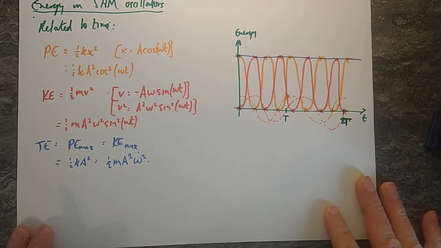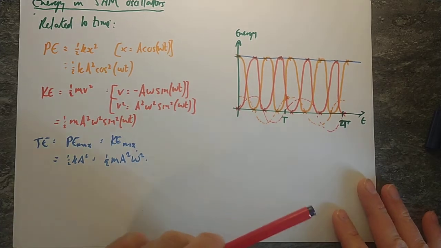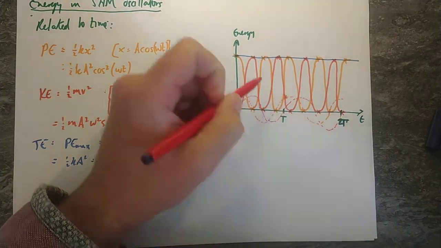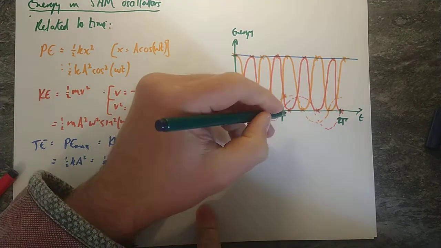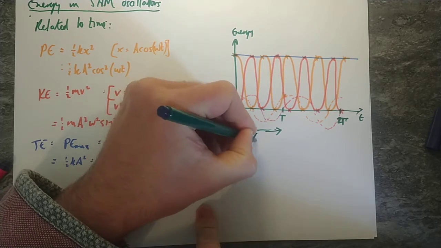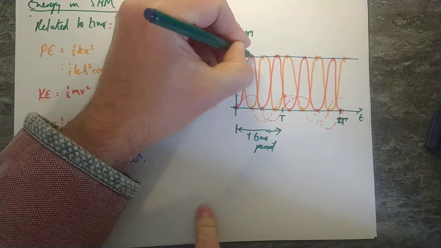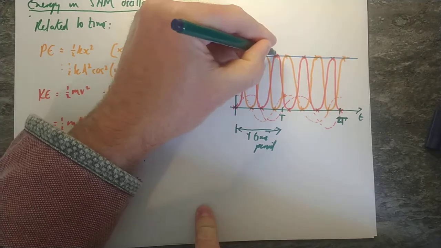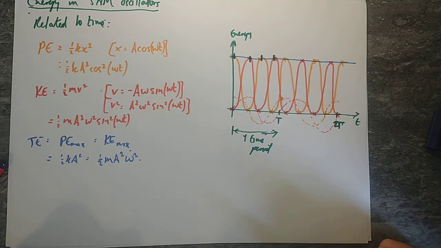Okay, so you do need to be able to sketch this graph in the exam, and I've done the different colours like that. An important point to note here is that this is one time period here. So in this one time period, from here to here, there are 2 peaks of KE, the red peaks, and there are 2 peaks of potential energy.